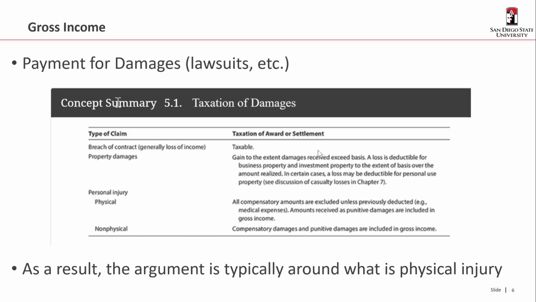However, punitive damages, those are included in gross income. So to the extent you sue for punitive damages, which most states allow for at least to some degree, the idea is to punish the wrongdoer so they don't do it again.